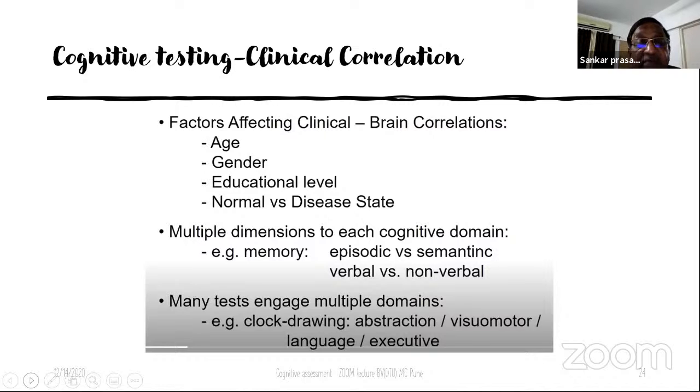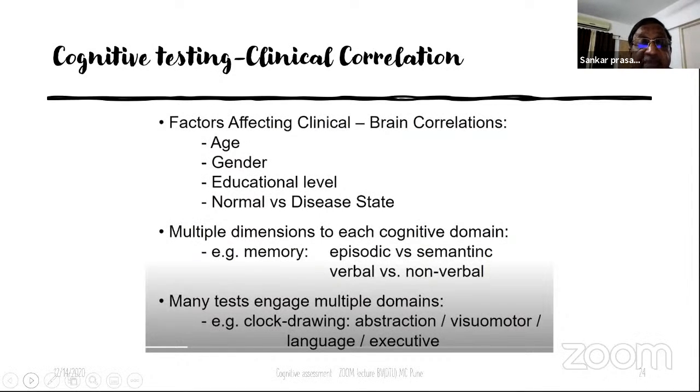If you look at memory, there are various types of memory: episodic memory and semantic memory. Episodic memory is time-locked. Semantic memory is facts and figures. Semantic memory is concentrated in the frontotemporal regions. Episodic is in the medial temporal region and dentate gyrus. Verbal is in the left temporal lobe and non-verbal in the right temporal lobe. So if you are checking memory, you have more domains and multiple dimensions to each domain. That is, in the memory domain, you have to test so many things.